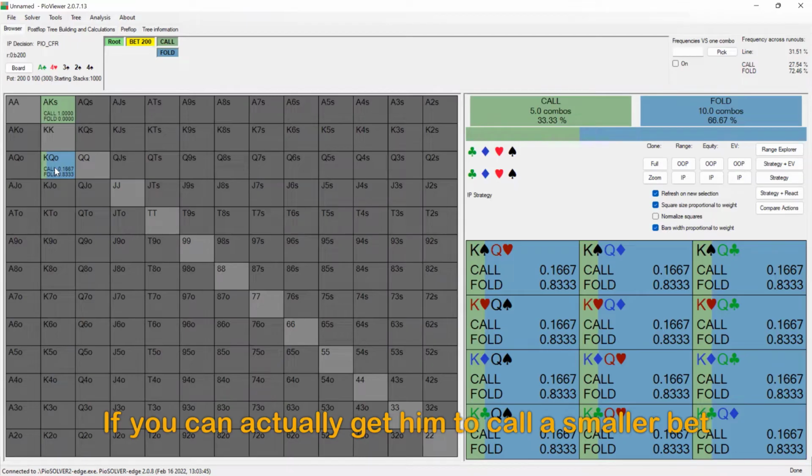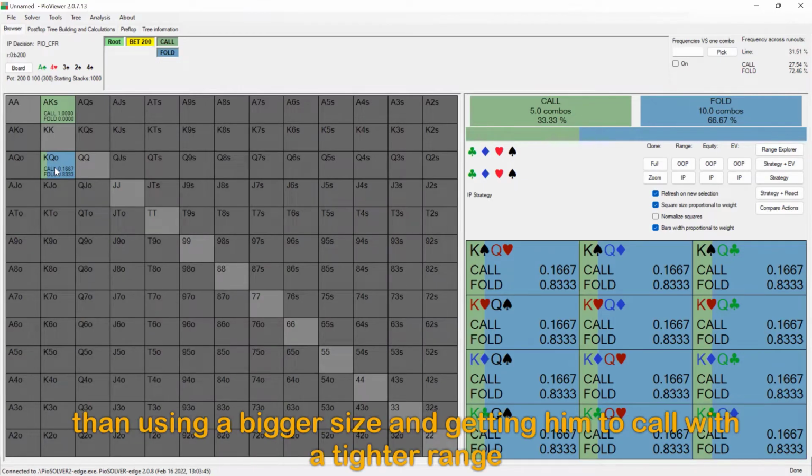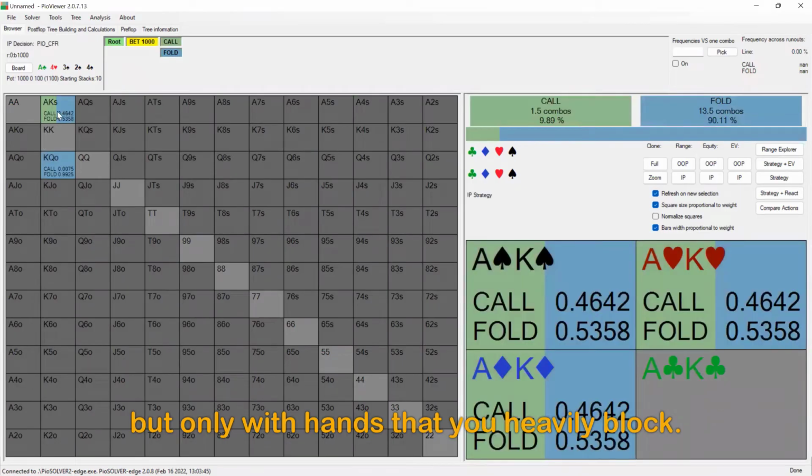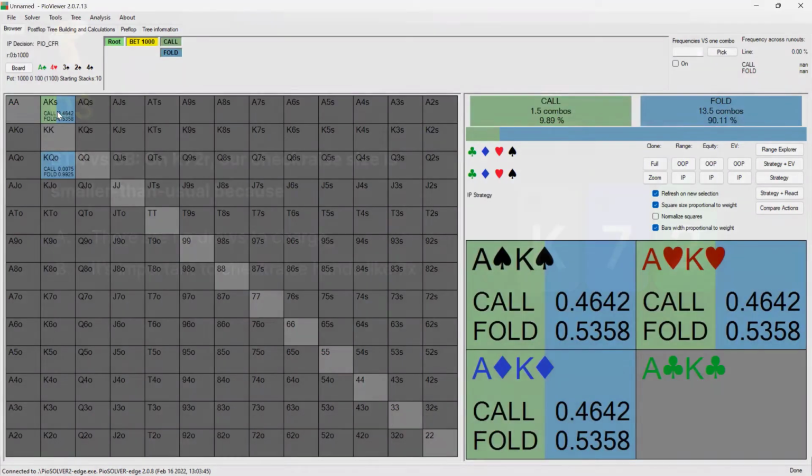If you can actually get him to call a smaller bet, but call with hands that you don't actually block, then it could still overall be a better strategy than using a bigger size, getting him to call with a tighter range, but only with hands that you heavily block.